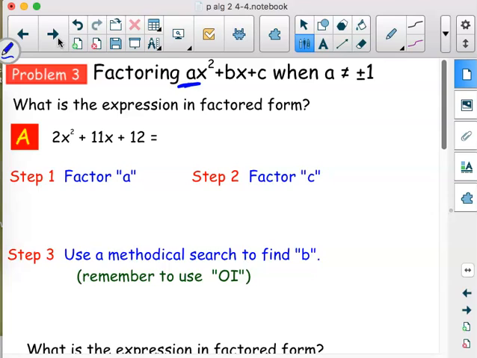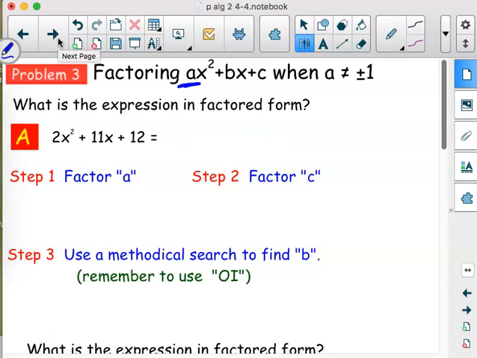So, what is the expression in factored form? 2x squared plus 11x plus 12. The first thing I would try is getting rid of that 2. I'd say, you know what, if I can divide this by 2, I'm going to do that. This would give me x squared. Uh-oh, 11 divided by 2, that gives me a fraction. Rats.